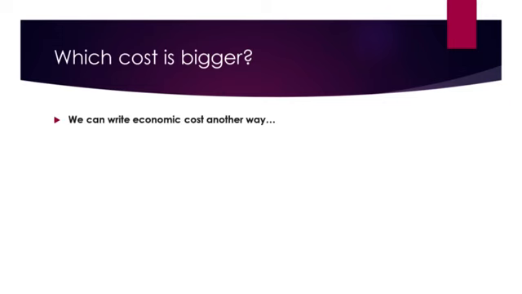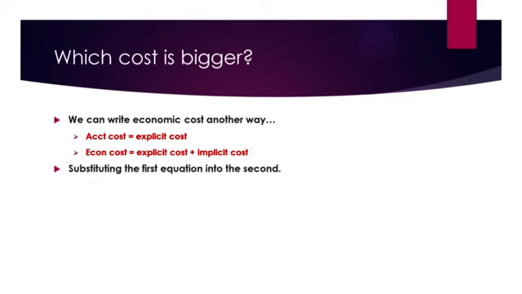We can also look at this another way by writing economic cost in another manner. Let's remember again, accounting cost equals explicit cost, and economic cost equals explicit cost plus implicit cost. So by now you understand these equations. Well, let's substitute the first equation into the second equation. In other words, let's start with the second equation.